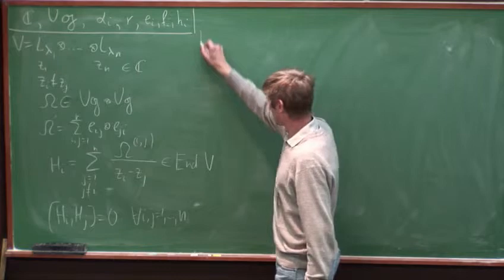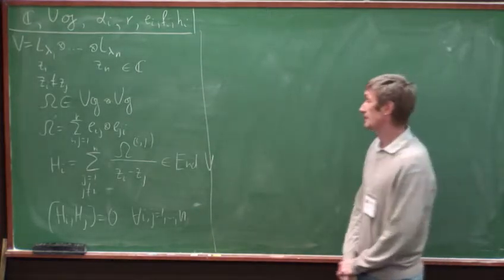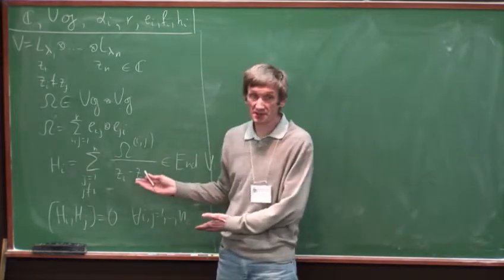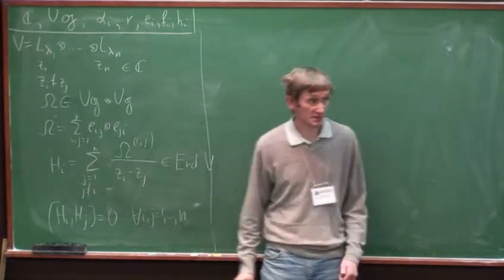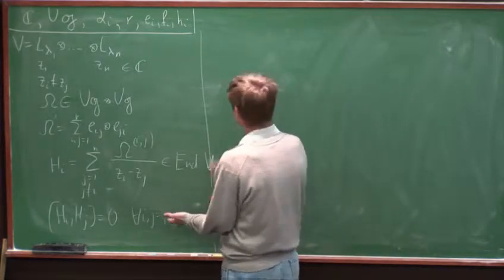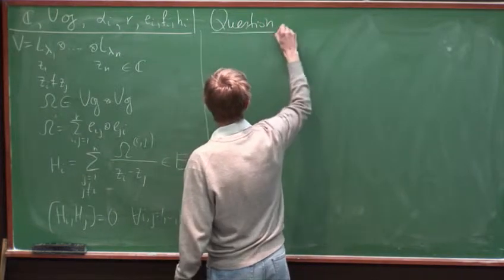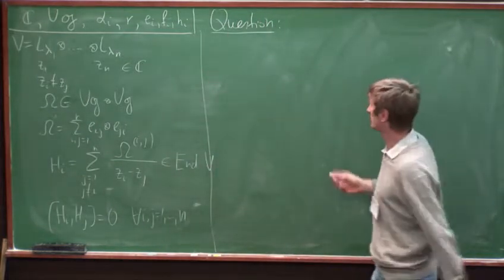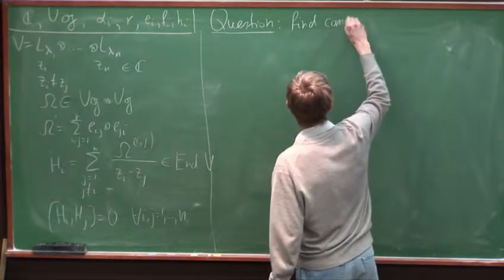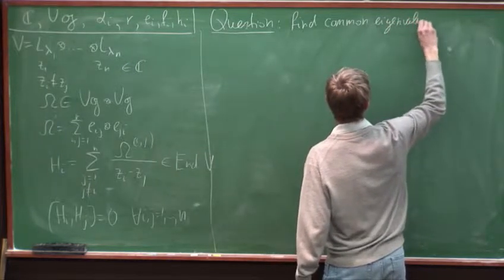So the question I'm concerned about is very simple. I have a family of commuting matrices. If my parameters are real, then these matrices are even symmetric matrices, and they're even diagonalizable in that case. So anyway, my question is: diagonalize those matrices at the same time, or find common eigenvalues and eigenvectors.